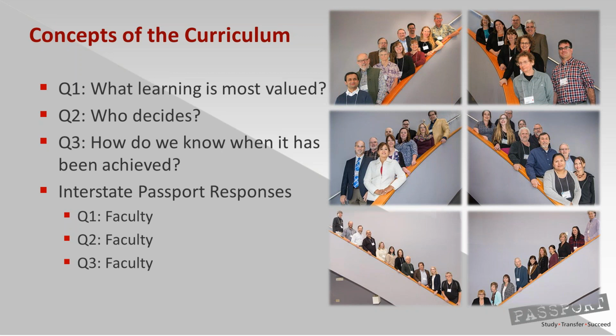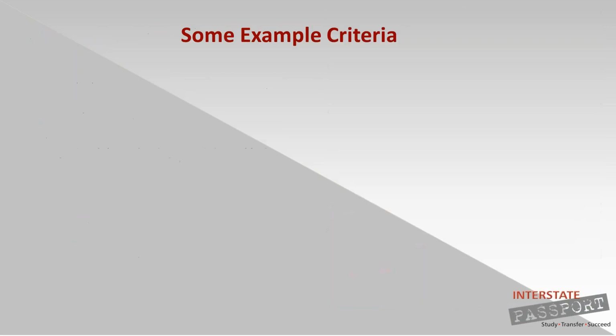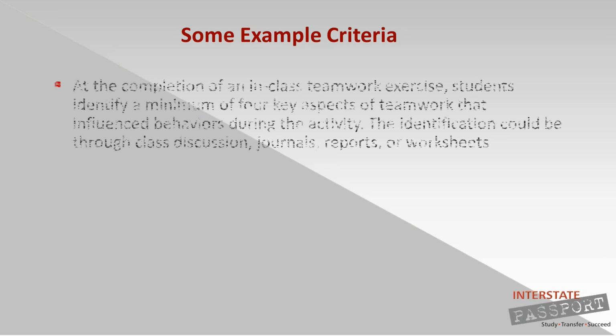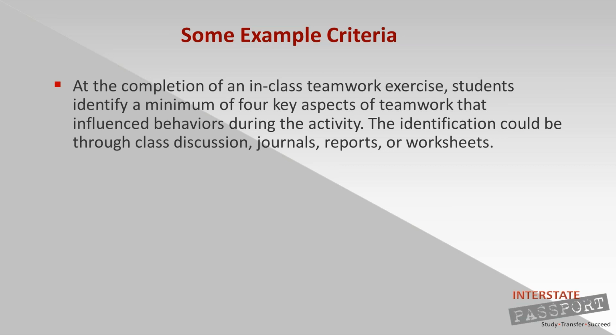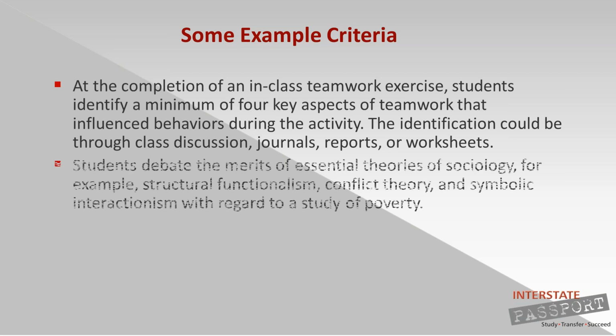Can you give us a few examples of some of these assignments, Terry? Sure. And these come right from the Passport matrices themselves. The first one, at the completion of an in-class teamwork exercise, students identify a minimum of 4 key aspects of teamwork that influence behaviors during the activity. The identification could be through class discussion, journals, reports, or worksheets. Now, this comes from the teamwork group. It's really cross-curricular, maybe even co-curricular.